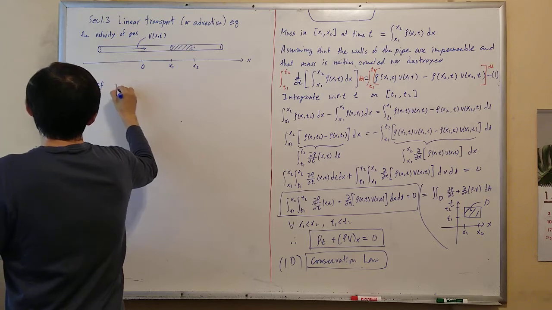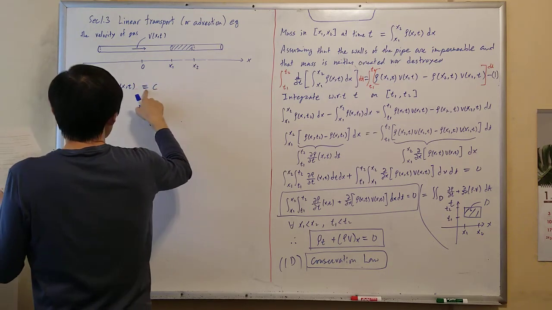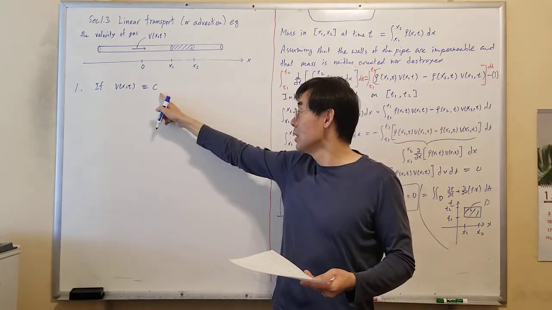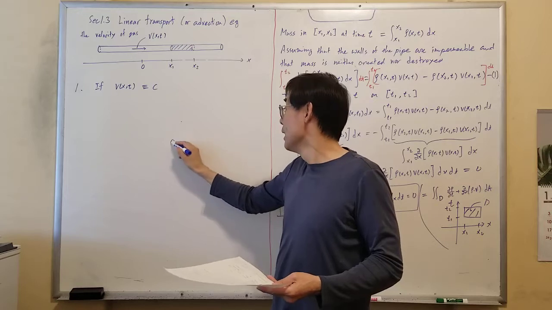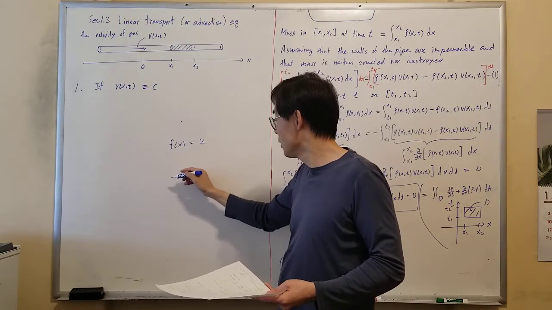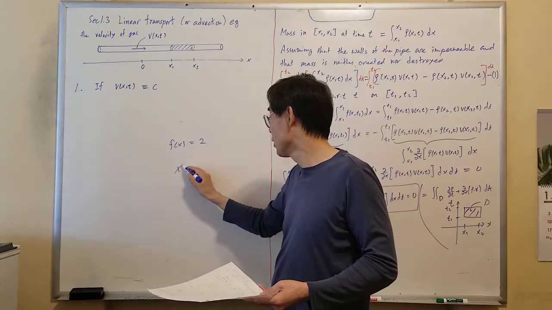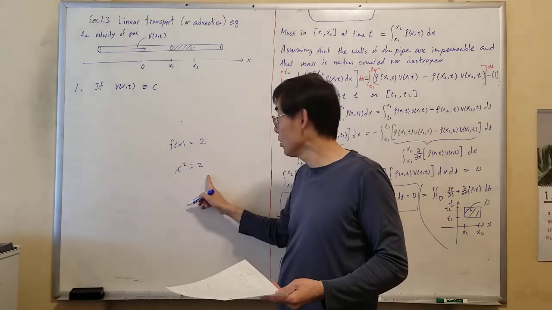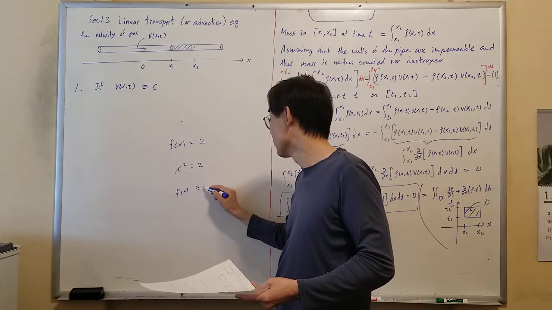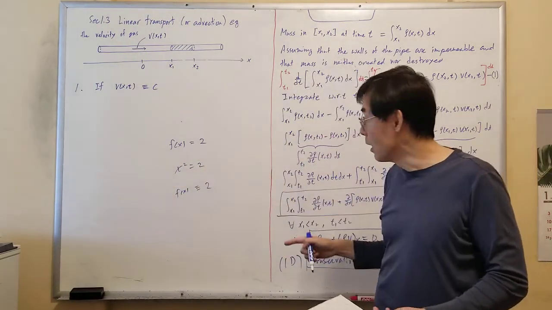If your velocity is constant, triple equal means identically equal to C. If you write it without that, it could mean two different things. Maybe you're asking to solve this equation, or you're saying that your function is a constant function, right? Your f of x is a constant function, y equals 2, a horizontal line.